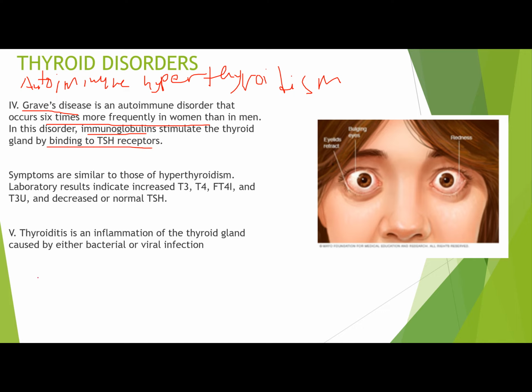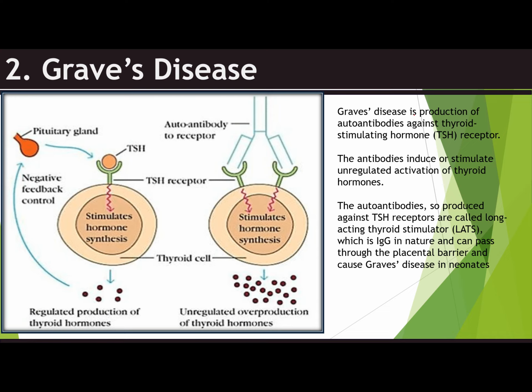So para maintindihan niyo itong Graves' disease class, ito siya. So this is the production of autoantibodies against the TSH receptor. Antibodies induce or stimulate unregulated activation of thyroid hormones. The autoantibodies so produced against TSH receptors are called your long-acting thyroid stimulators or your LATS, which are IgG in nature and can pass through the placental barrier, causing Graves' disease in neonates.